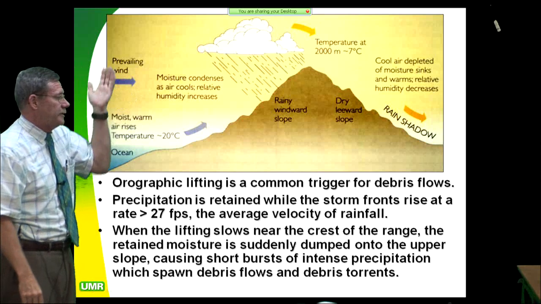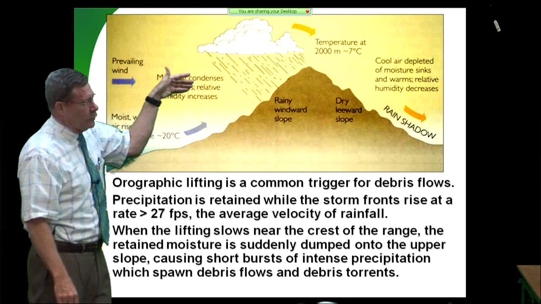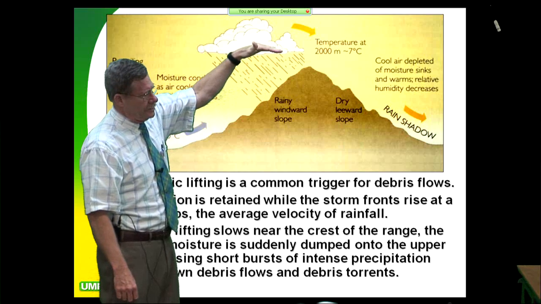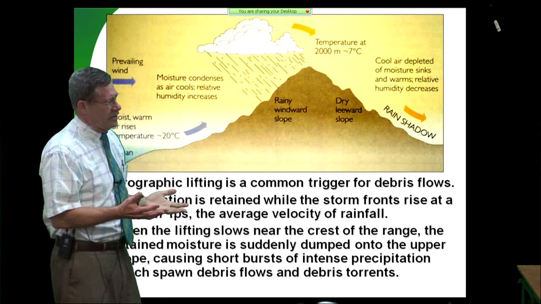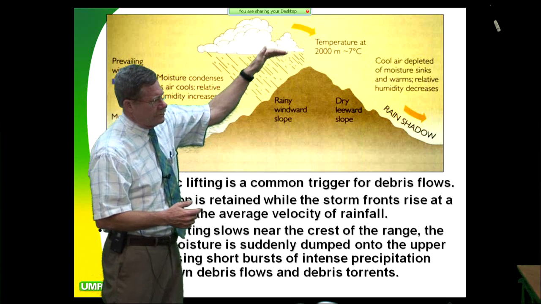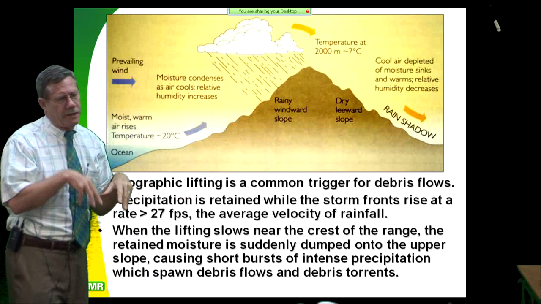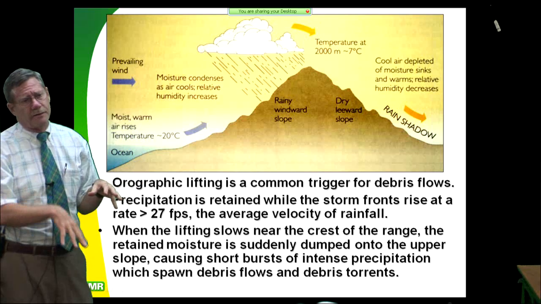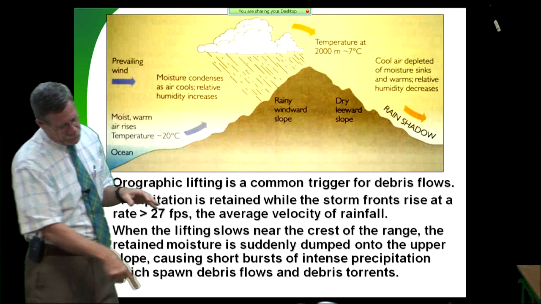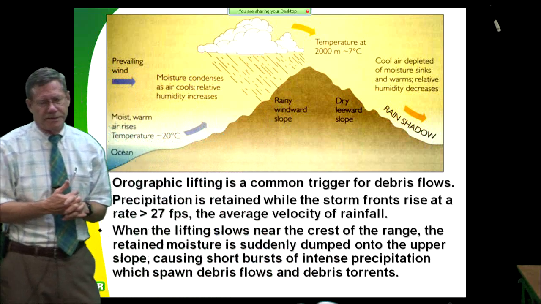Whether you're in Japan or coastal California, Washington, Oregon, anywhere where you have prevailing wind and you hit a mountain front, as that mountain front rises up, that rainfall can be retained if the lift rate is above 13 feet per second. Because 13 feet per second is the average rate of rainfall. 27 feet per second is the theoretical rainfall rate, but the rain actually has Brownian motion as it goes down, and so it actually falls at an effective rate of about 13 feet per second.